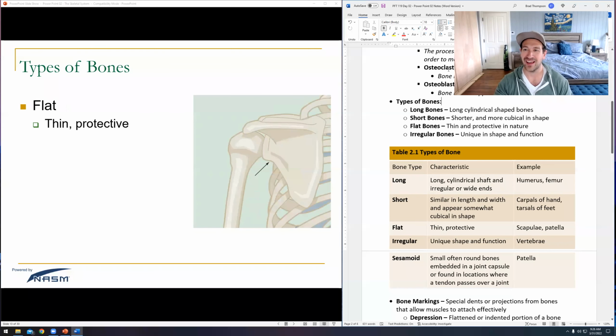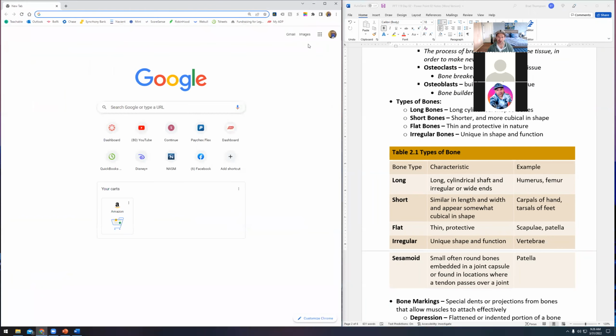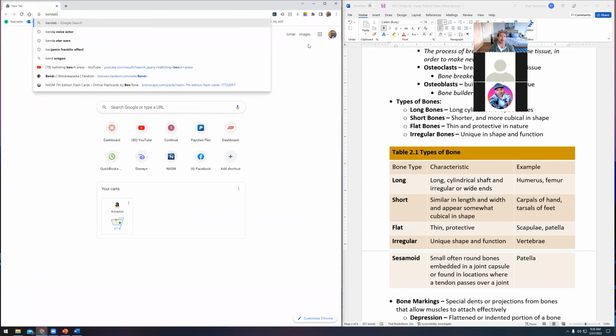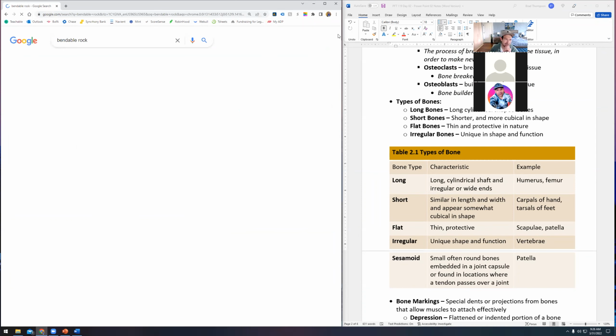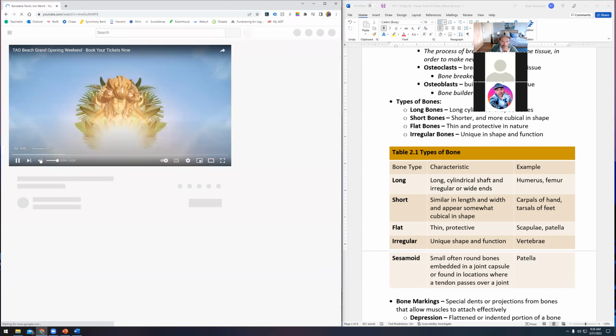It was really funny, it popped into my mind yesterday. I follow the guy, we just watched his video, Hank. I follow him on Instagram, and he was showing this really rare type of rock, a bendable rock. This really, really weird type of rock.